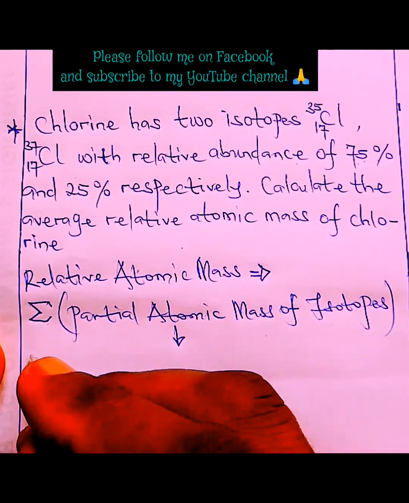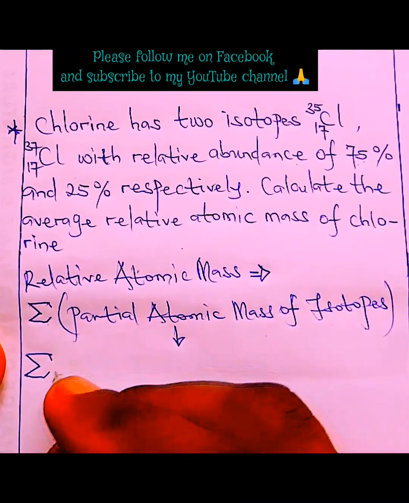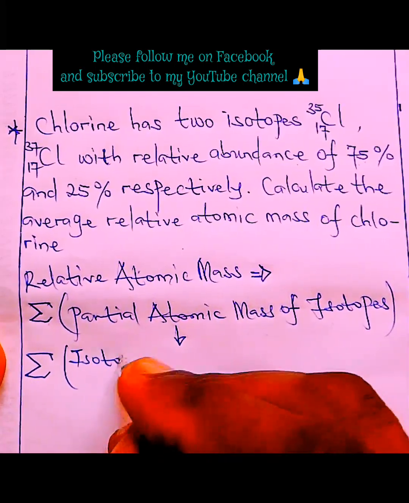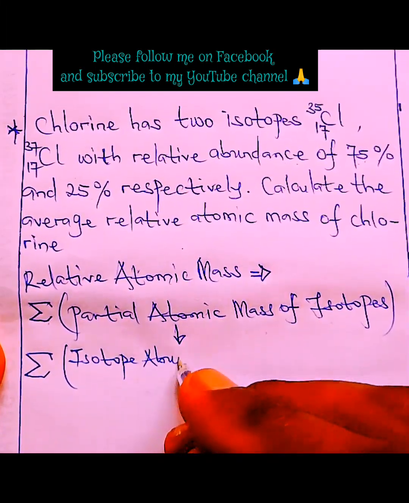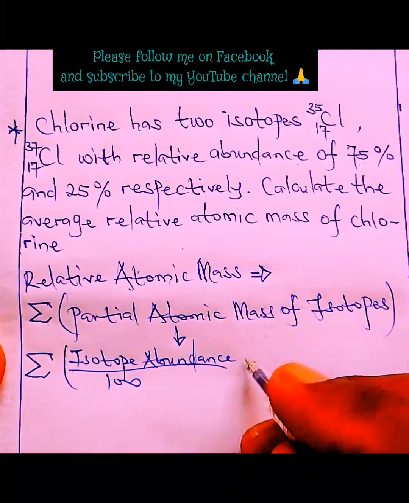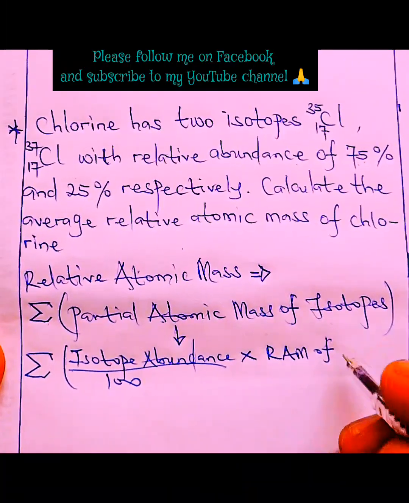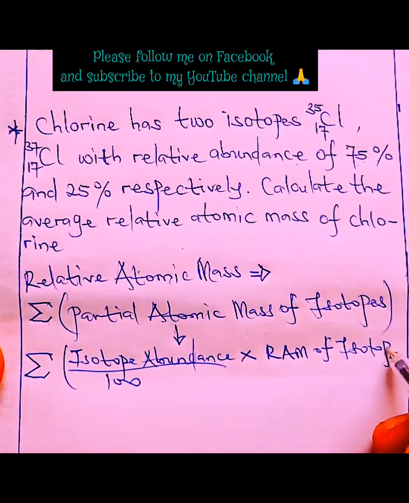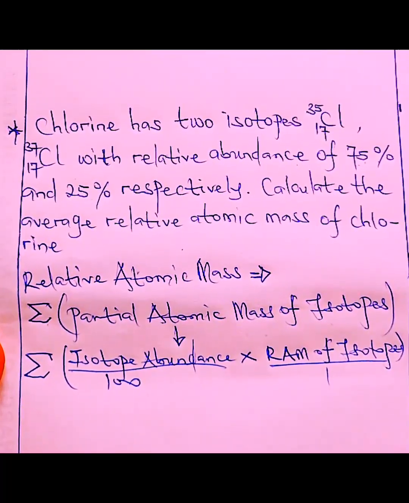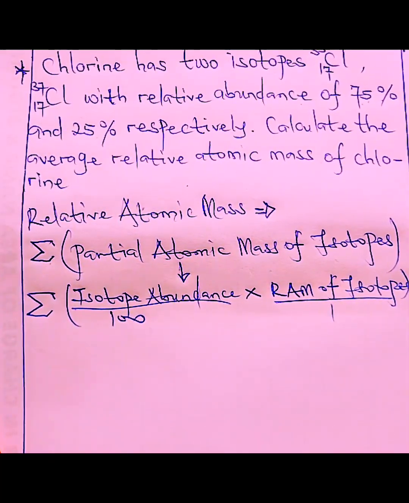This is how we get the partial atomic mass. Let's see how we get it. That's going to be the isotope abundance over 100 times the relative atomic mass of each isotope given to us, over 1. This is how we do it. This is how we solve for the partial atomic mass of isotopes.